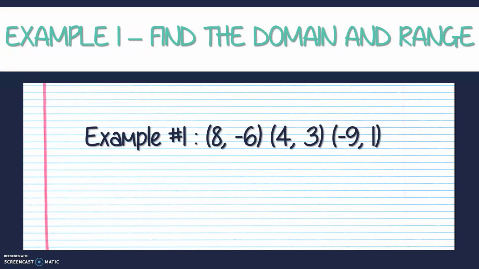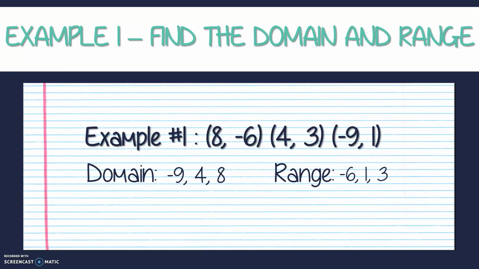So let's take a look at an example. These are a set of points that may or may not be on a graph, and we're going to identify the domain and the range. So the domain represents all of your x values. So in this, we see the x values, always written first, are 8, 4, and -9. So I'm going to list that out as -9, 4, and 8. And we like to do it in numerical order from lowest to highest, but it does not have to be that way. The range are all the y values, so -6, 3, and 1 are our 3 y values. So we're going to list those out.